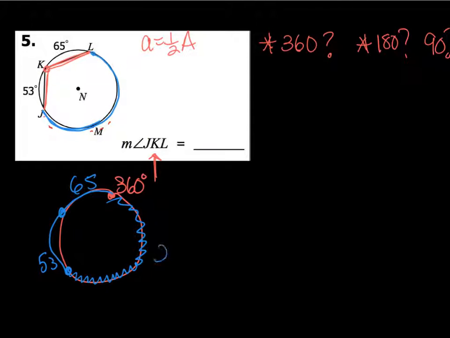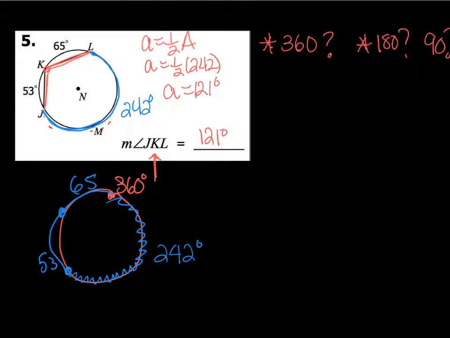So this is 242 degrees. Well, now I have my arc. This is 242. I can put it in my formula. The angle is equal to half of the arc, and the arc is 242. So the angle is equal to 121. So the measure of angle J to K to L is 121 degrees.